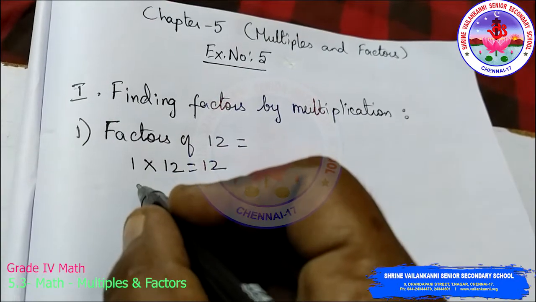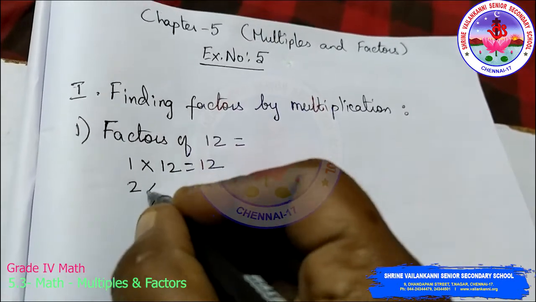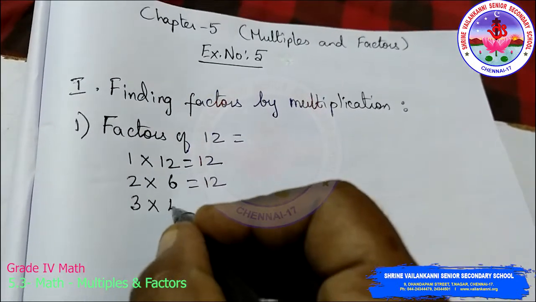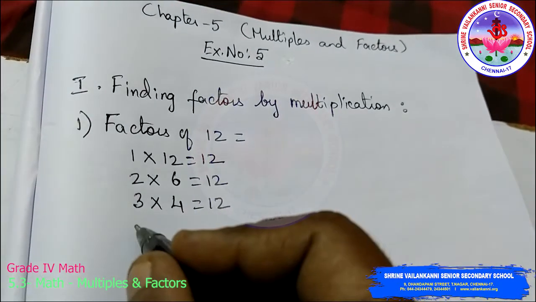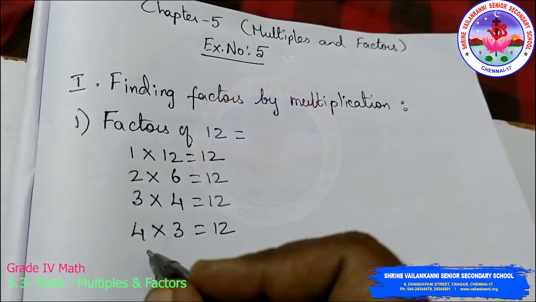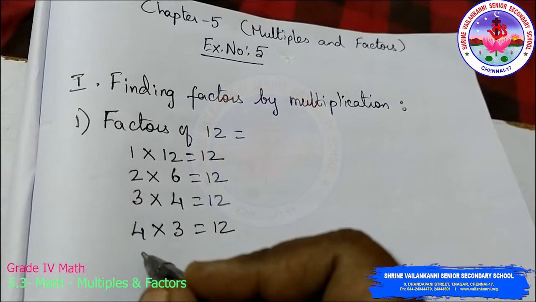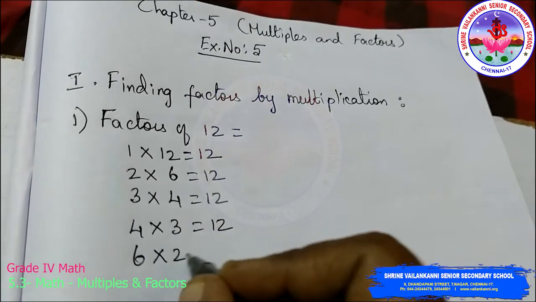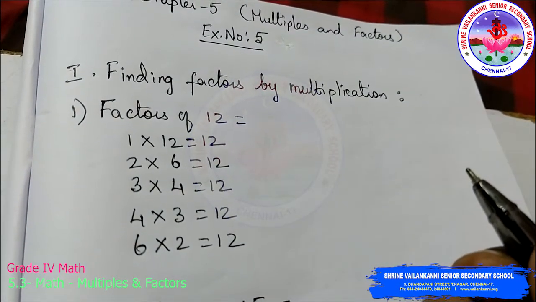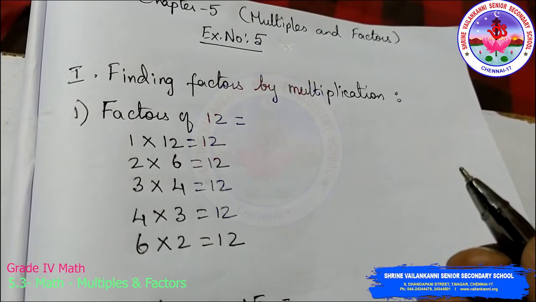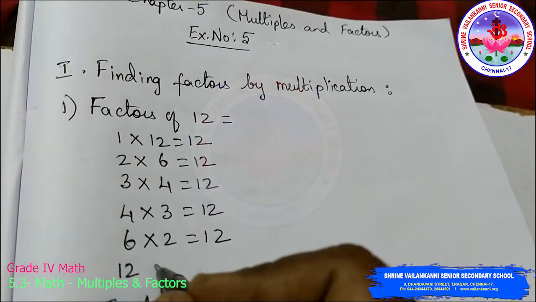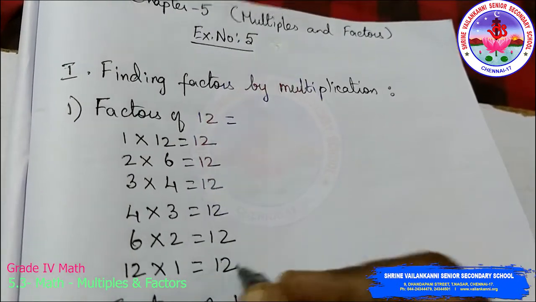Then the 2 table, will I get 12 in the 2 table? Yes, 2 6s are 12. Then the 3 table, 3 4s are 12. Then the 4 table, 4 3s are 12. Then the 5 table, no, we will not get 12 in the 5 table. Next, 6 2s are 12. Then the 7 table will not get, 8 table will not get, 9 table will not get, 10 table, 11 table also will not get 12. And then the 12 table, 12 ones are 12.